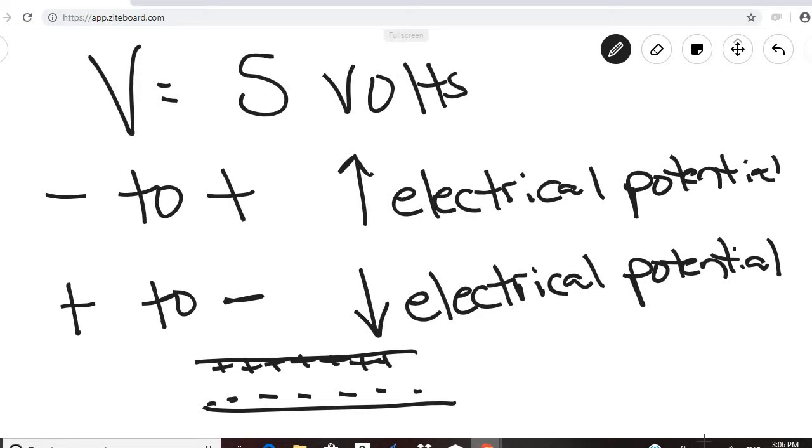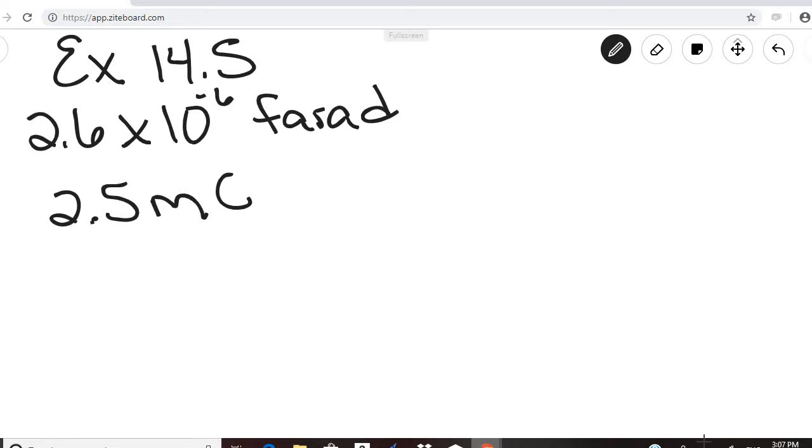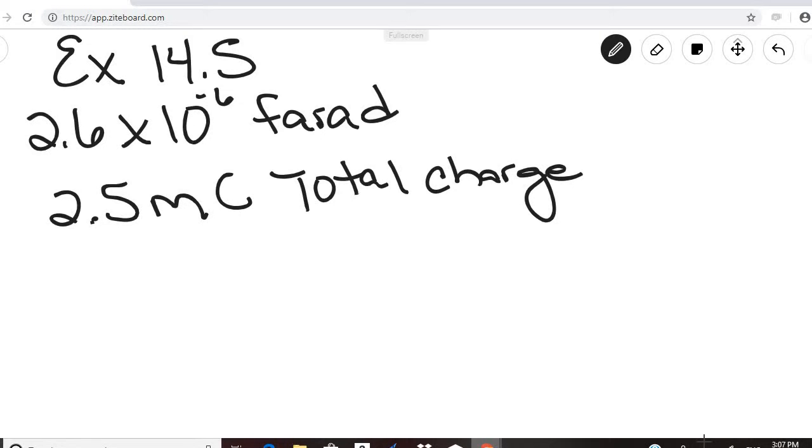So don't worry if that's a little bit confusing for now. Let's look at an example. So we will start with example 14.5. And that says that we have a 2.6 times 10 to the negative 6 farad capacitor, and that it is charged so that there is a 2.5 millicoulomb total charge, and we want to know what is the electric potential of that capacitor.